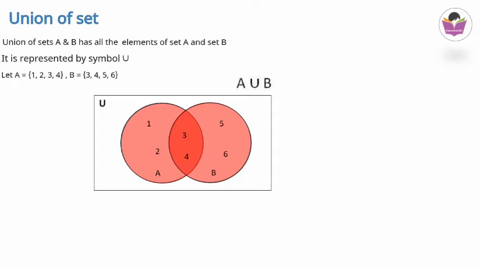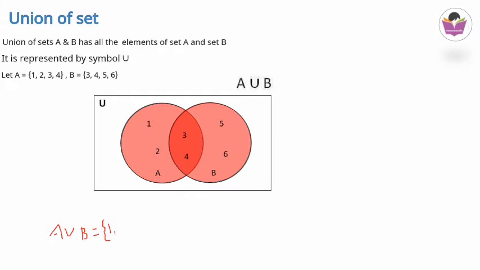So the shaded portion we will be calling A union B, and this is a diagrammatic representation of A union B. And if you are writing in roster form, A union B means just write A, put the union symbol, B is equal to the set of 1, 2, 3, 4, 5, 6. If you want, I will show you how to write. So we can write A union B. A union B is equal to, we will be writing all the elements by using commas.